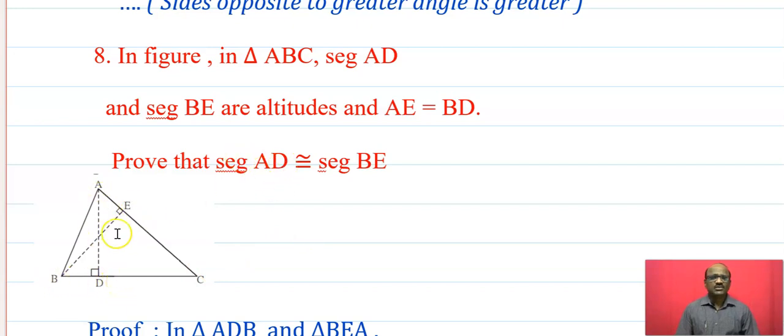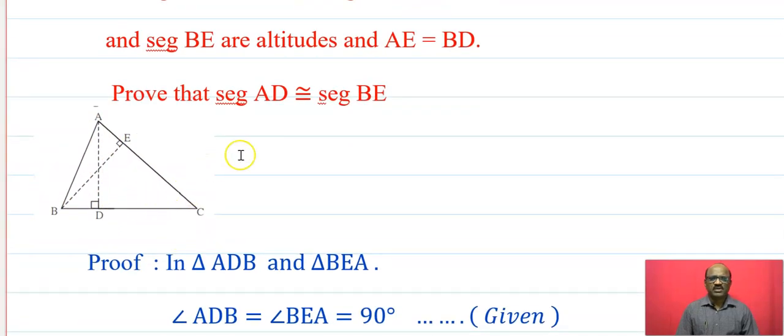Now we'll consider two triangles. Which are the two triangles? Suppose I consider triangle AEB and triangle BDA. In these two triangles, segment AB is common, and it is the hypotenuse for both triangles. These are two right angle triangles, and one more side, AE is congruent to BD.